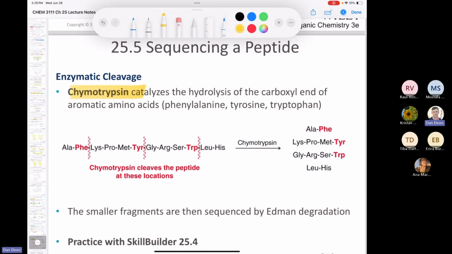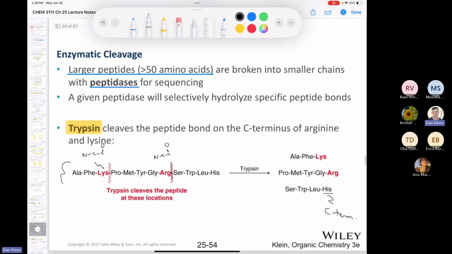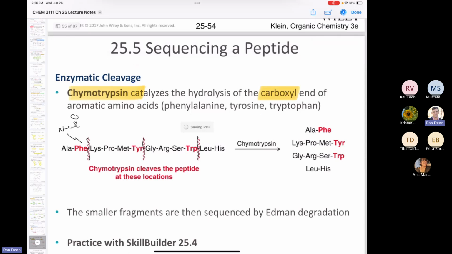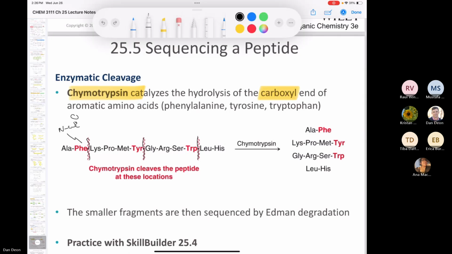Phenylalanine, tyrosine, tryptophan. And so again, it's the carboxyl end. So we have N-C carbonyl, so it cleaves on the right-hand side of the phenylalanine, tyrosine, and tryptophan. This is the exact same peptide that was on this slide here. So now we can look at these new fragments, these four fragments, and we can say, okay, phenylalanine, tyrosine, tryptophan.